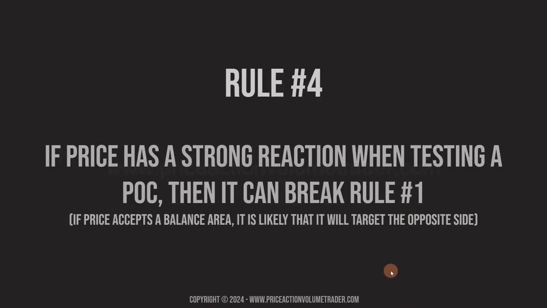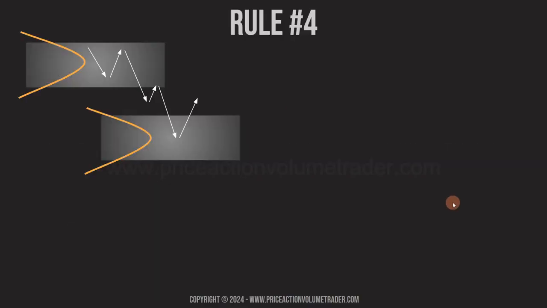Rule number 4: if price has a strong reaction when testing a point of control from another value area, then it can break rule number 1. So rule number 1 stated if price accepts a balance area, it is likely that it would target the opposite side. Okay, and this is what I was talking about before, about rejections or fading points of control.